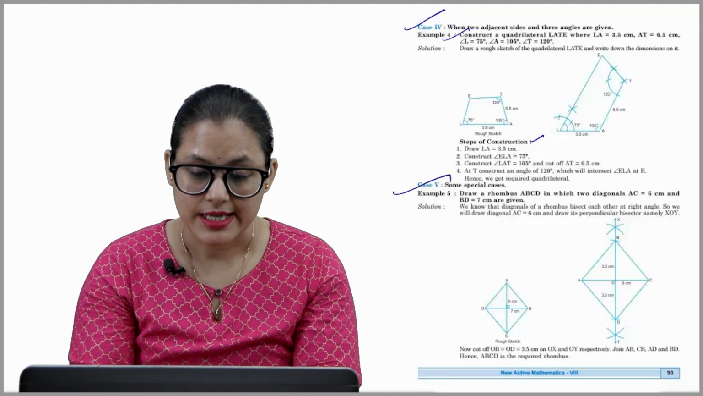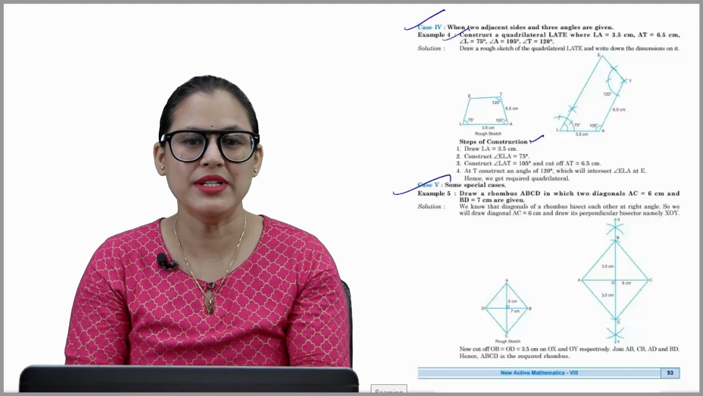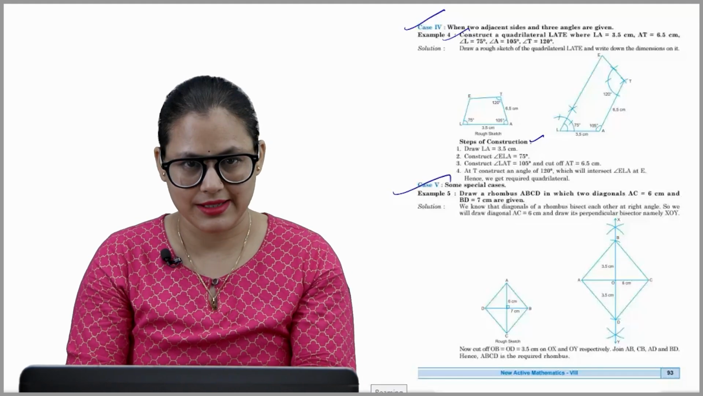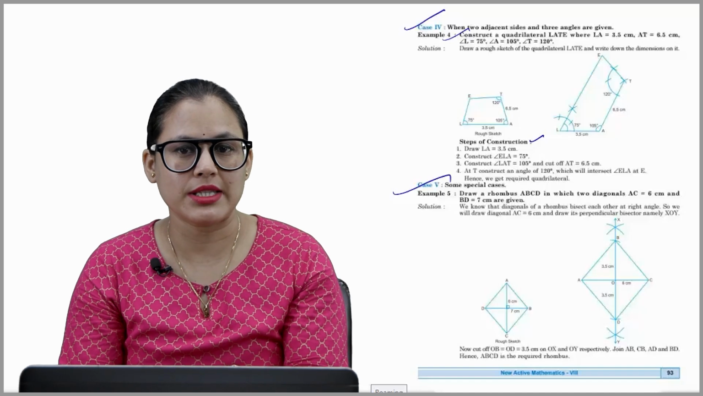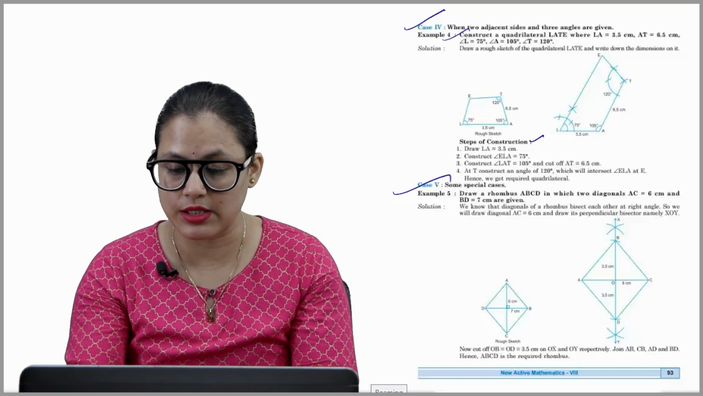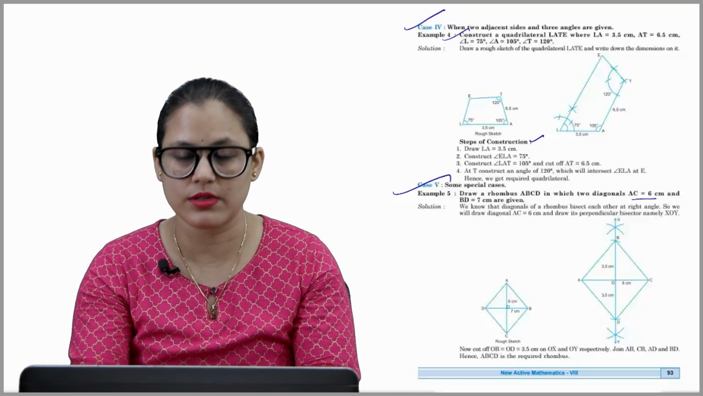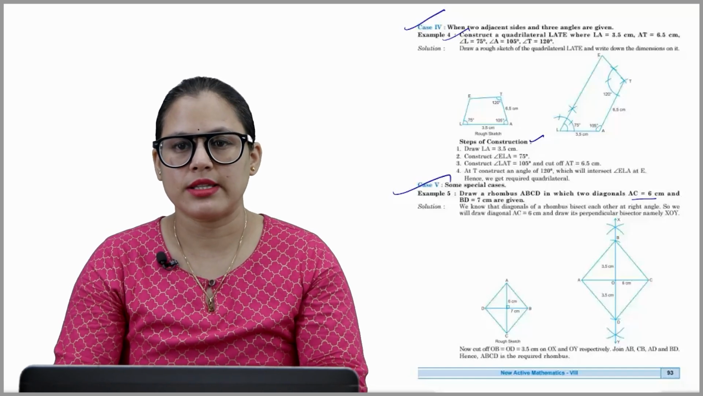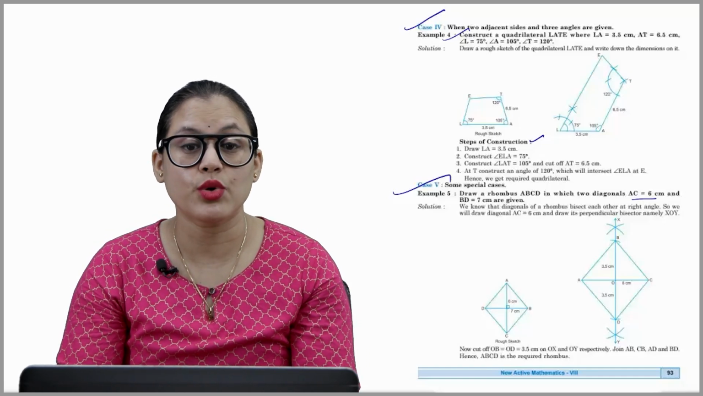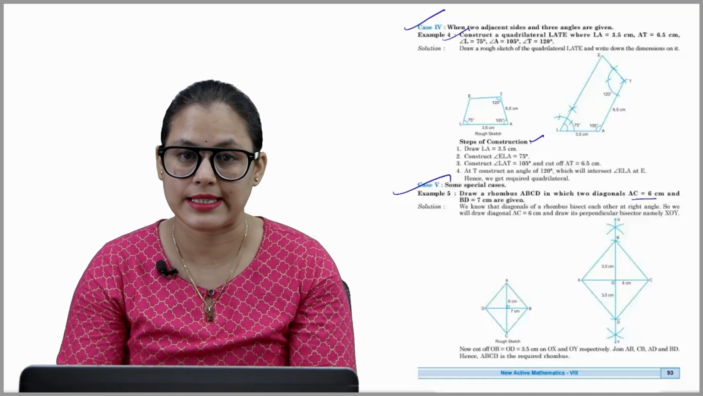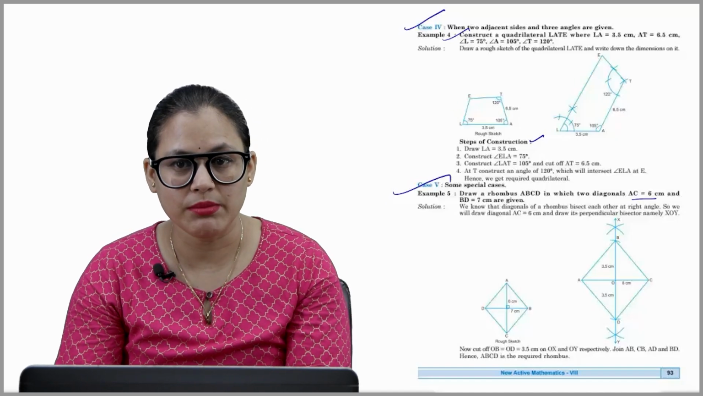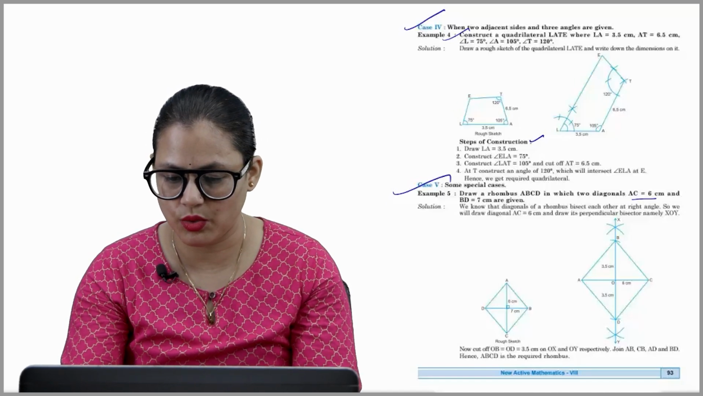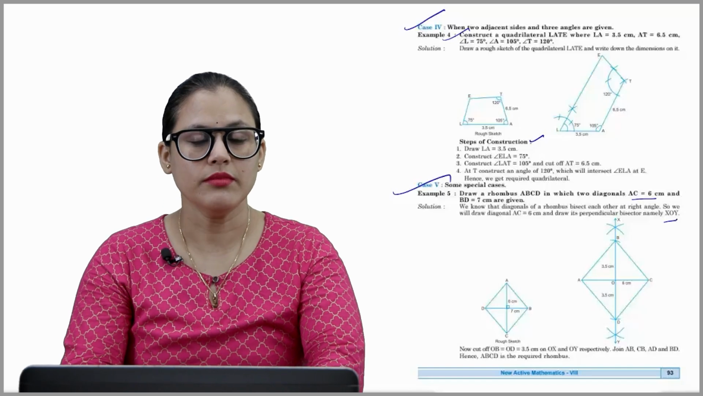Case 5, some special cases. In this example, we have to draw a rhombus ABCD in which 2 diagonals, AC equals 6 centimeter and BD equals 7 centimeter, are given. We know that diagonals of a rhombus bisect each other at right angle. So we will draw a diagonal AC equals 6 centimeter and draw its perpendicular bisector, namely XOY.